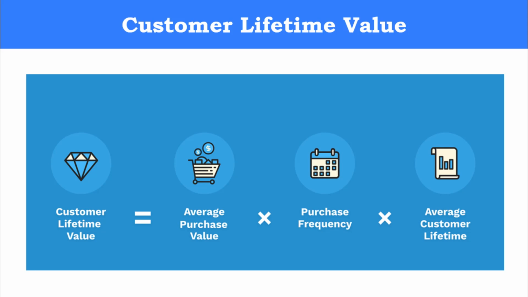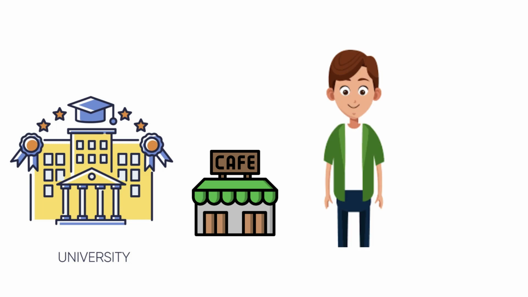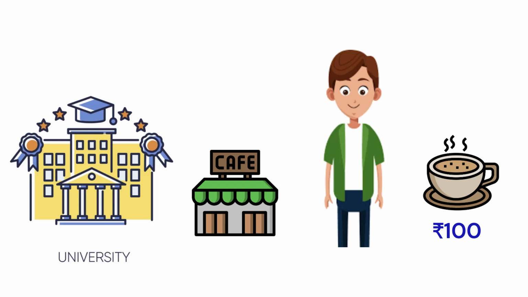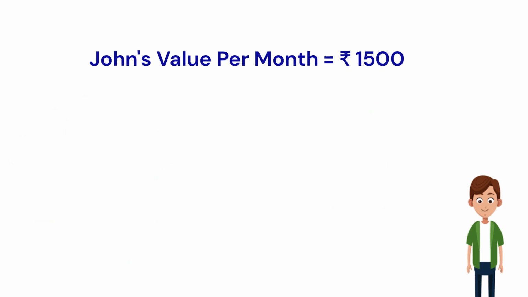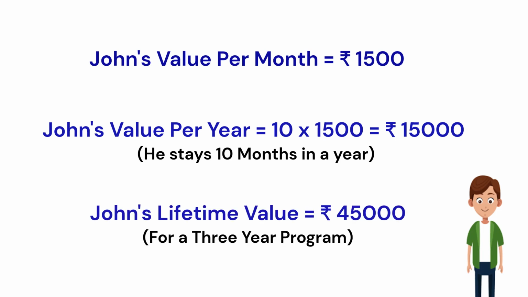of their relationship. As an example, imagine a university with a cafe that sells coffee, fast food, and bakery products. John enrolls in a 3-year undergraduate program at the university and starts buying a cup of coffee every other day for 100 rupees. This means that John's value to the cafe is 1,500 rupees per month. Assuming he stays on campus for 10 months per year, his annual value to the cafe is 15,000 rupees, and his lifetime value is 45,000 rupees.